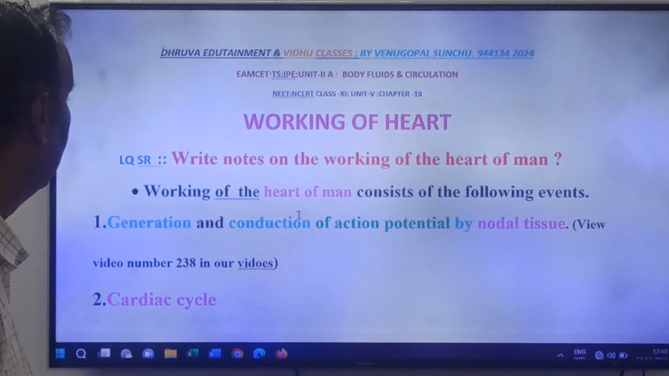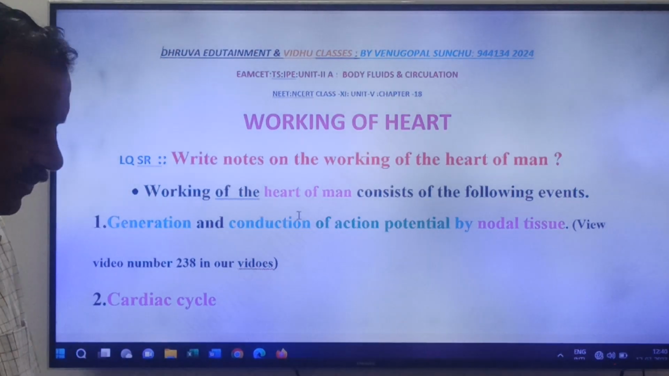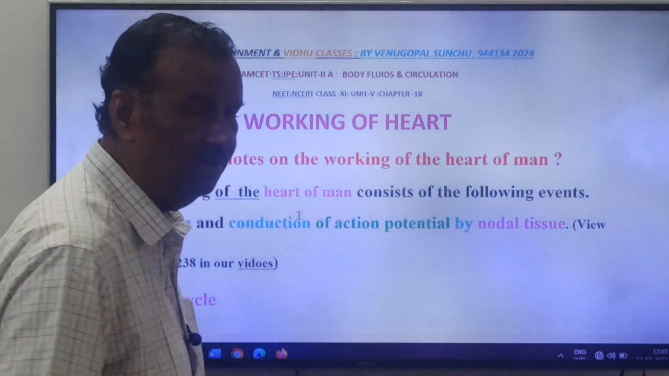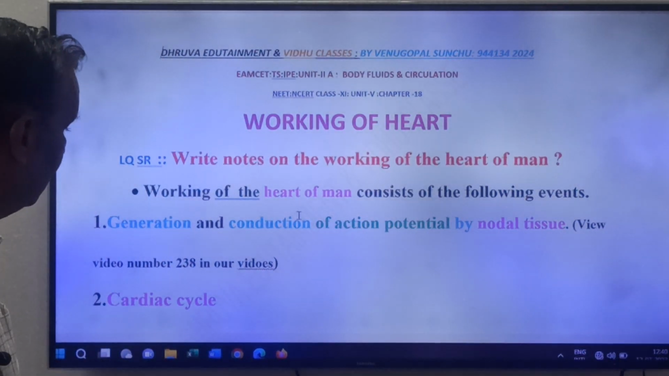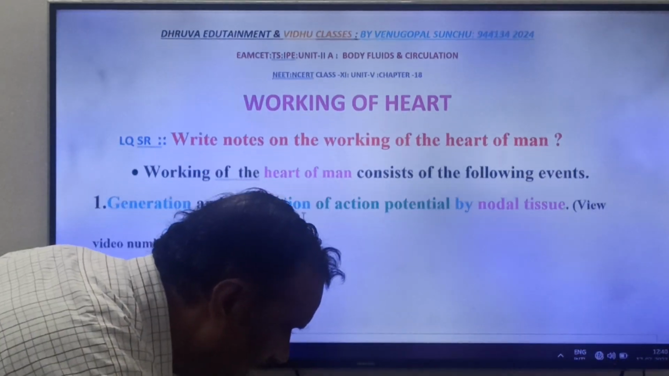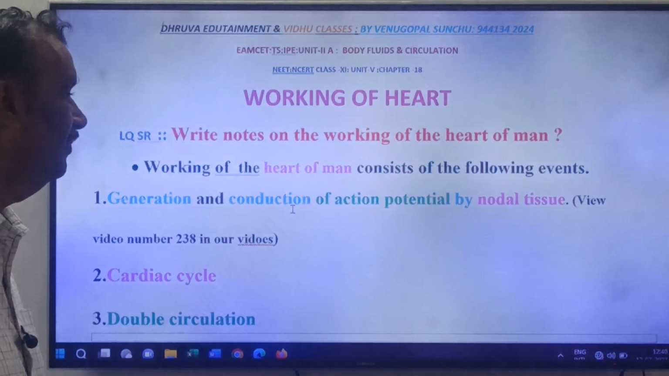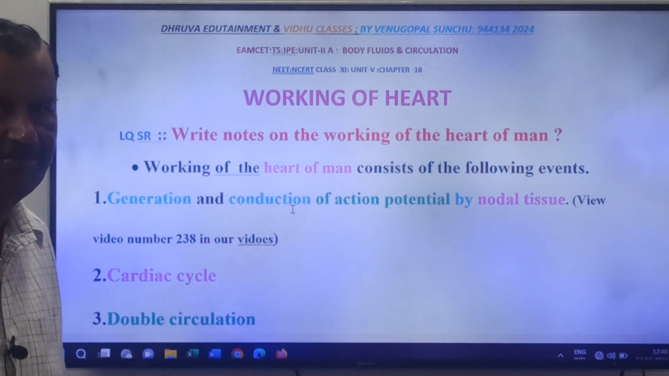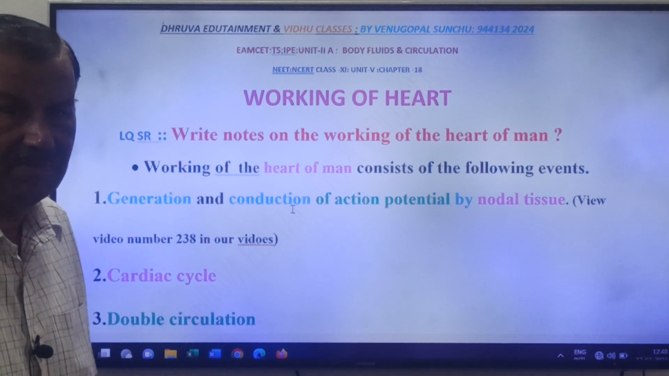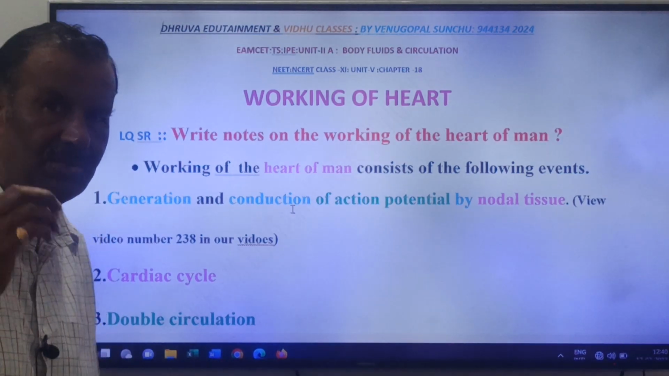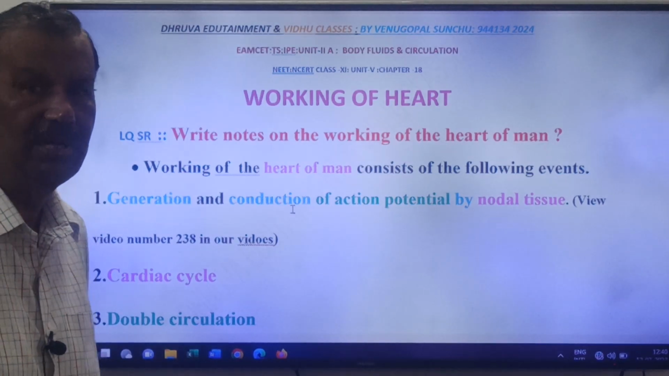Now see, friends. The working of the heart of man consists of the following events or stages. There are 3 stages. One is generation and conduction of the action potential by nodal tissue. What is the second event, friends? Cardiac cycle. Third one, double circulation.